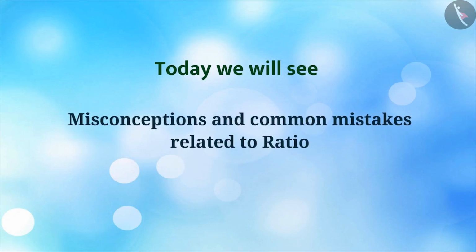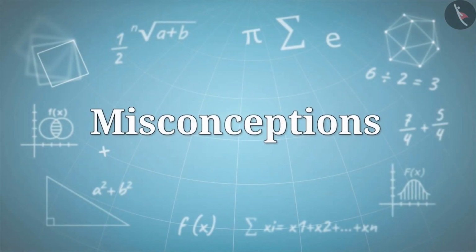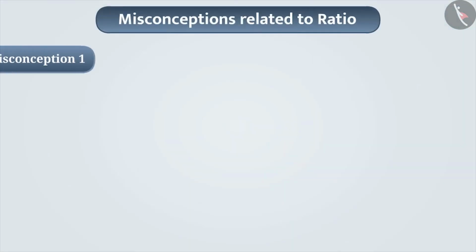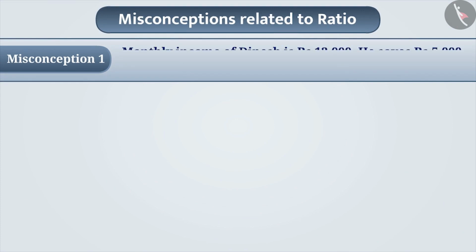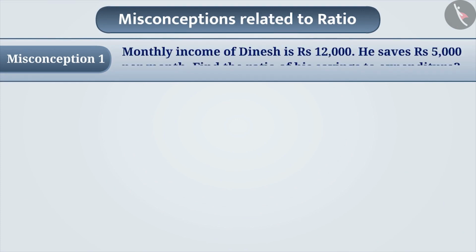Today, we will see some misconceptions and common mistakes related to ratio. Misconception 1. The monthly income of Dinesh is Rs 12,000. He saves Rs 5,000 per month. Find the ratio of his savings to expenditure.